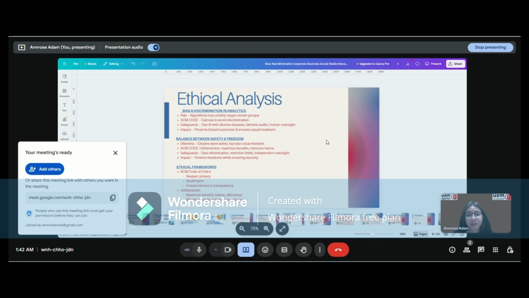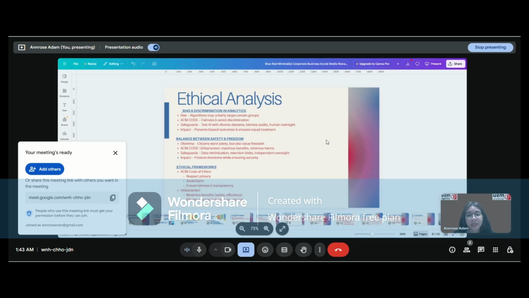As for bias and discrimination in analytics, the risk is that AI or algorithms may unfairly target certain groups. The ACM code involved is fairness and avoiding discrimination. And as a safeguard, AI should be tested with diverse data sets, fairness audits, and also include human oversight before releasing reports or trends for officials in the government. The impact here is this could prevent biased outcomes and ensure equal treatment in the society.